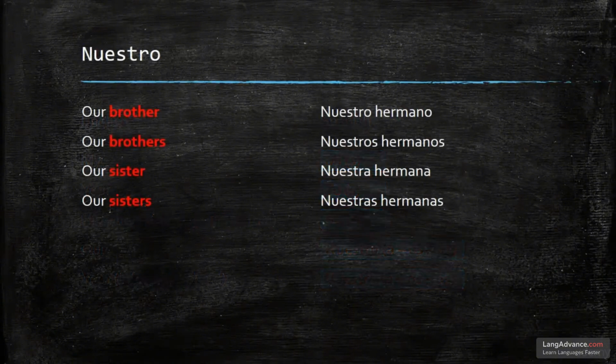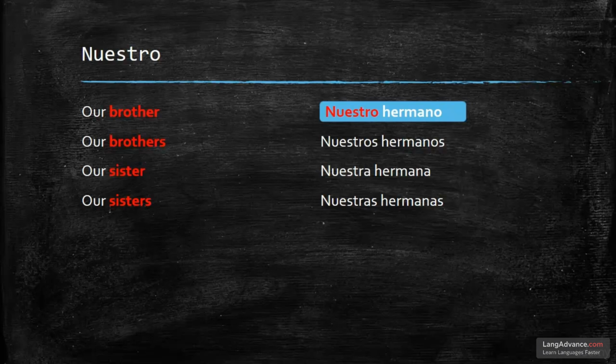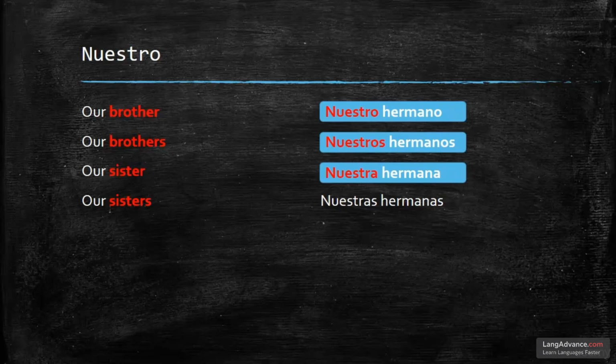Now let's move on to the forms of nuestro. Nuestro, or our, has 4 forms. For example, our brother translates to nuestro hermano, while our brothers becomes nuestros hermanos. Our sister is nuestra hermana. And our sisters becomes nuestras hermanas. So as you see, the forms vary both with gender and singular versus plural.